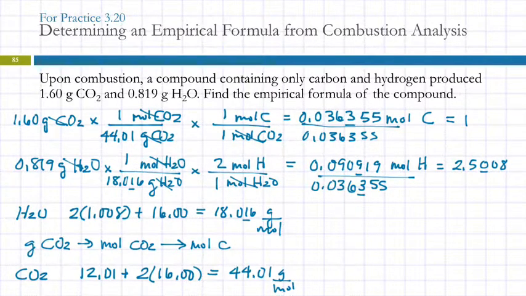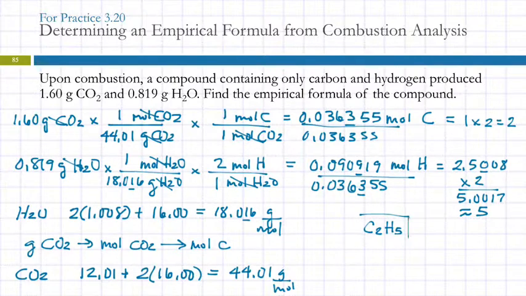What do we have to do? Multiply. So we'll multiply by 2. And that's going to give us 5.0017. So that's 5. I also have to multiply the other one by 2. You have to do the same thing, otherwise the ratio would change. So then what's my empirical formula? C2H5. Any questions?